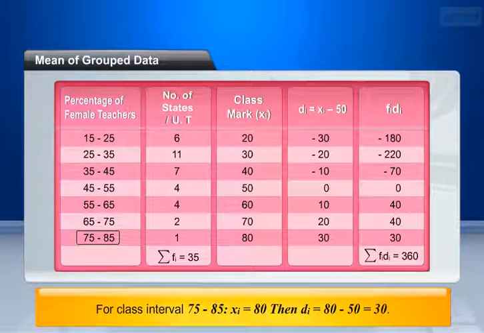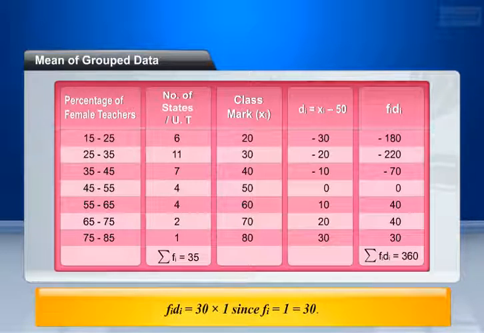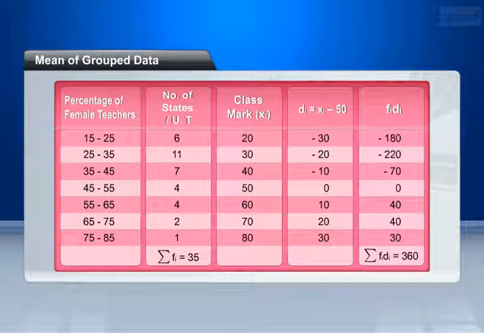For class interval 75 to 85, xi equals 80. Then di equals 80 minus 50, which is 30. Now fi di equals 30 into 1, since fi equals 1. This is equal to 30. All the deviations for each xi, and the product of fi and di, are calculated and tabulated as follows.